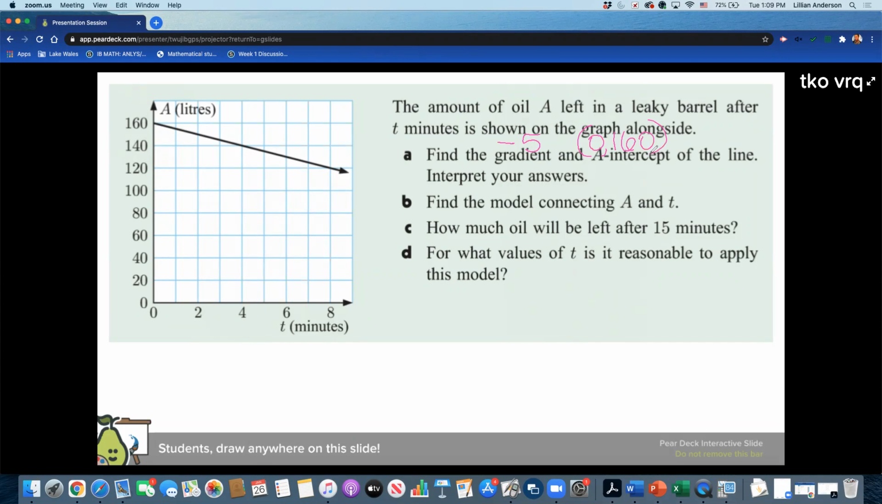So what's the model that connects A and T together? A equals -5T. Yes. What's my A-intercept? Oh, okay, it's plus 160. Exactly. Remember, it needs to be in the form of y equals mx plus c. You've got your slope and you've got a y-intercept. The only time there wouldn't be anything there is if we started at 0. Then how much oil will be left after 15 minutes? Well, I already have my equation, so I just plug in 15 minutes for T, and what is that?